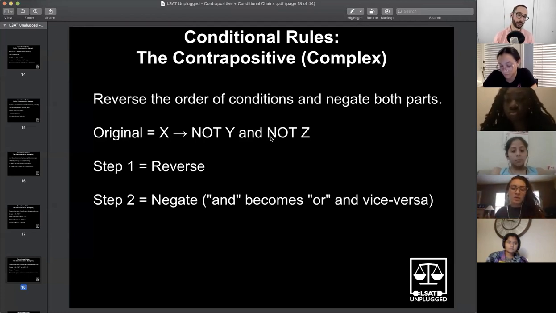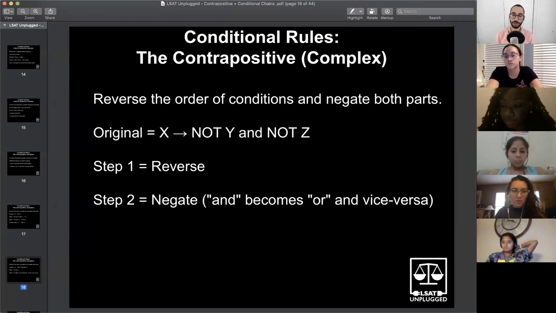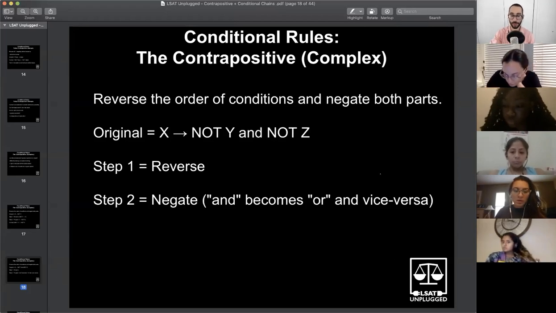Anybody want to type for me in the chat what that result would look like if you were diagramming it? Perfect, Harry's got it. So Y or Z requires not X. Carney's got it also. Yeah, Whitney's got it, Ethan's got it, awesome. And yes, Alyssa, so if there are two variables and you negate them, and becomes or. Exactly. And that's important to keep in mind. There are logic games conditional rules involving this very concept. They could give you an original rule involving and, they could also give you an original rule involving or, and you've got to flip it and change that as well.